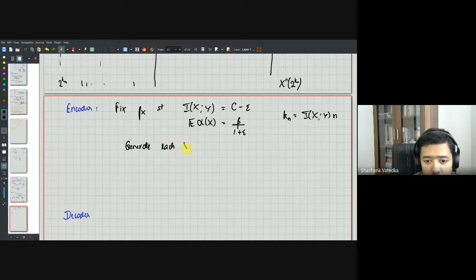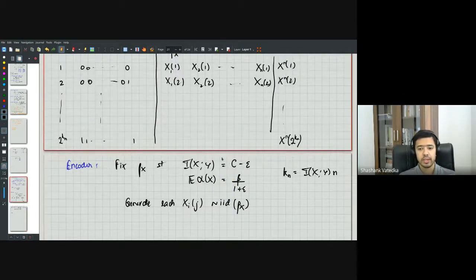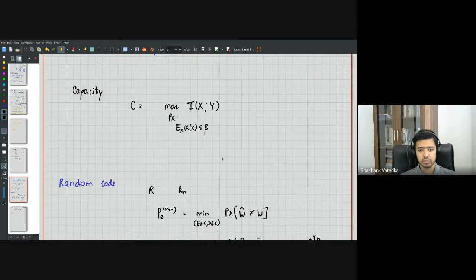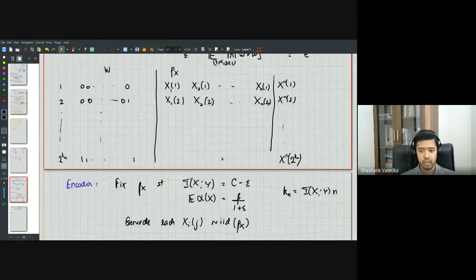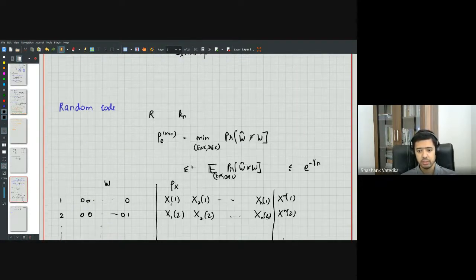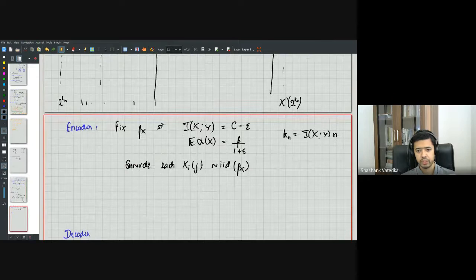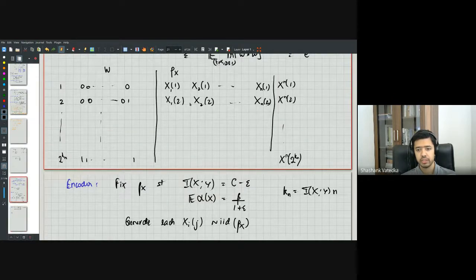So you generate each x_i(j), the ith entry of the jth code word, according to p_X. Okay, so in the case of the BSC with some probability p, and if you don't have any input constraints, the distribution which achieves capacity is the uniform distribution, and in that case you basically generate each of these entries according to Bernoulli(1/2). Okay.